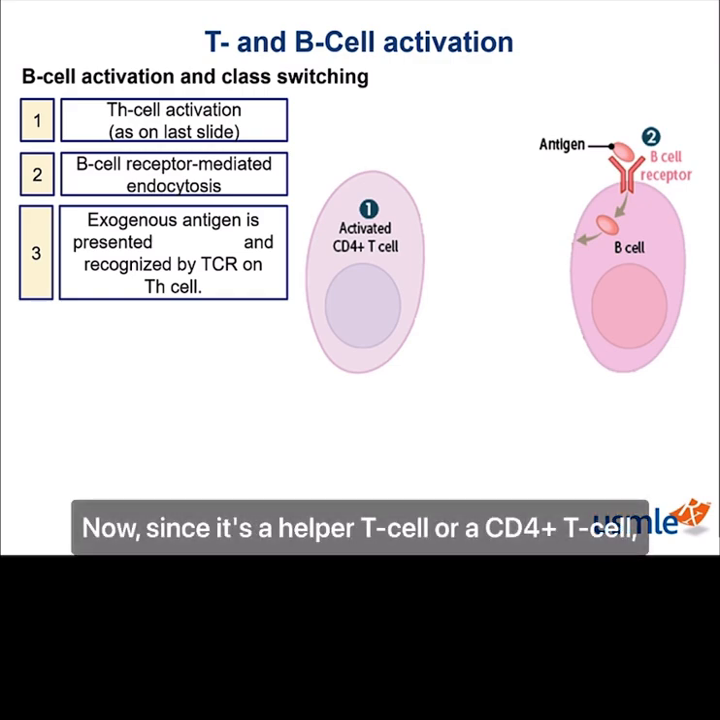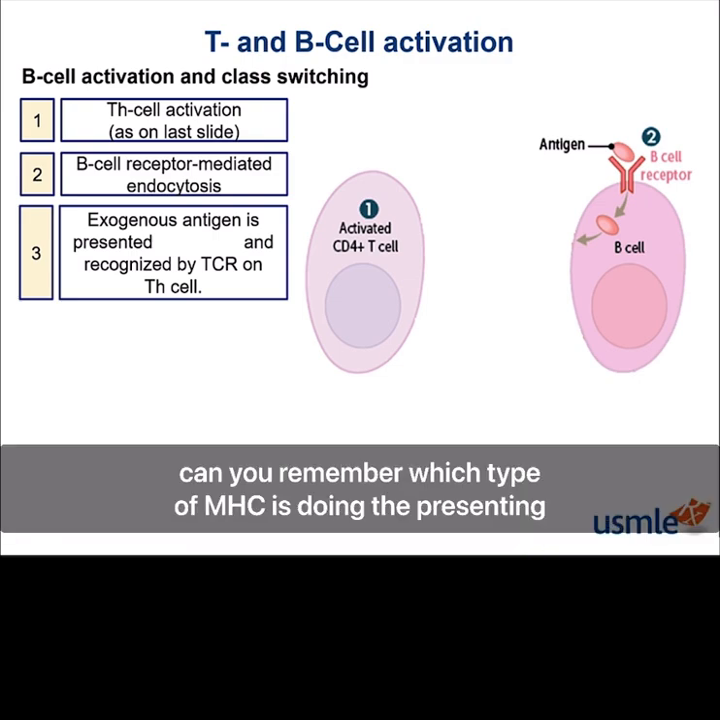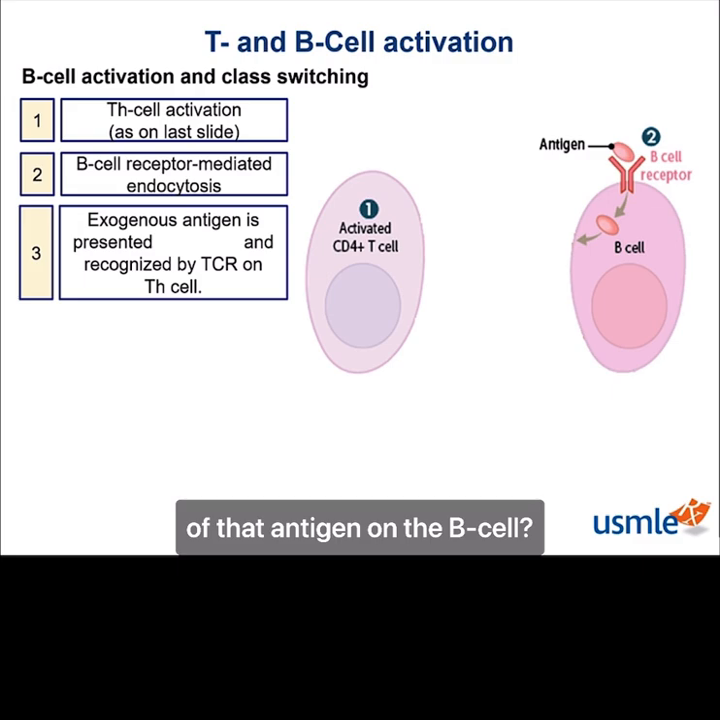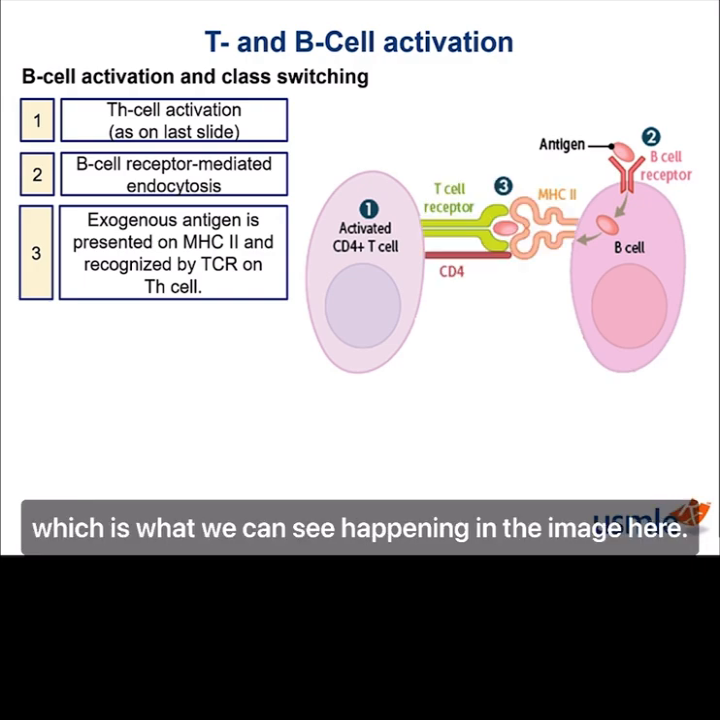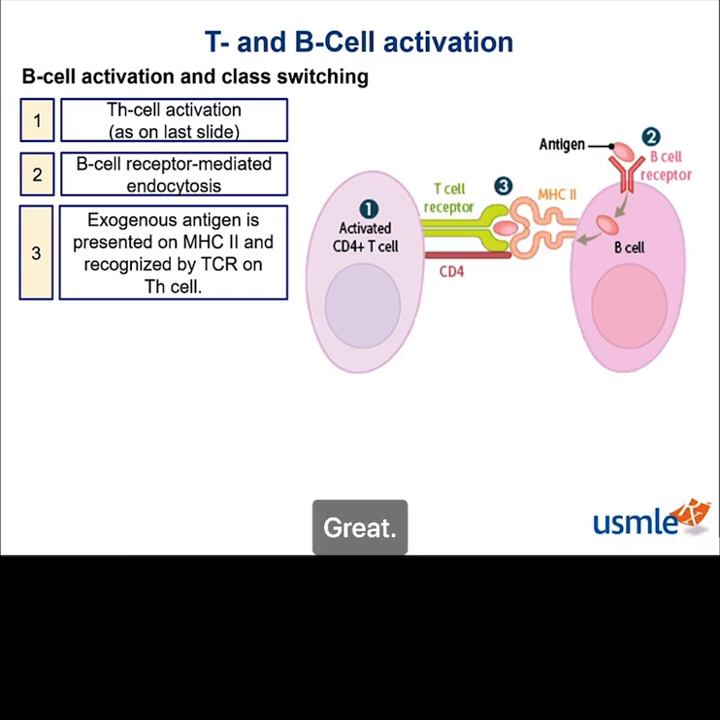Now, since it's a helper T cell or CD4 positive T cell, can you remember which type of MHC is doing the presenting of that antigen on the B cell? You're right if you're thinking it's an MHC class II, which is what we can see happening in the image here. Great, so we've got one signal.